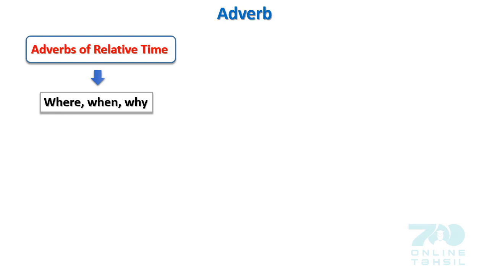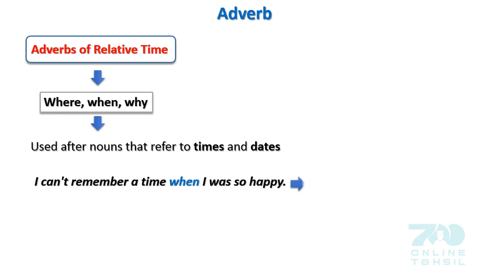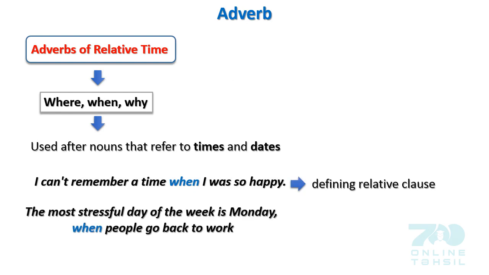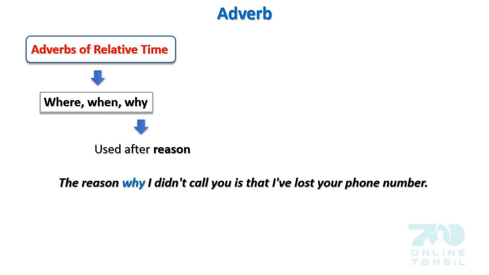The relative adverb when is used after nouns that refer to times and dates. I can't remember a time when I was so happy. Defining relative clause. The most stressful day of the week is Monday, when people go back to work. Non-defining relative clause. The relative adverb why is used after reason. The reason why I didn't call you is that I have lost your phone number. Only in defining relative clauses.